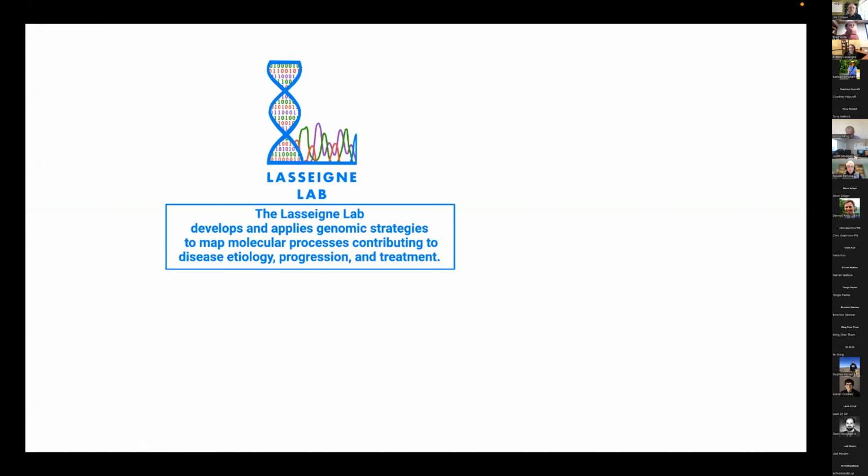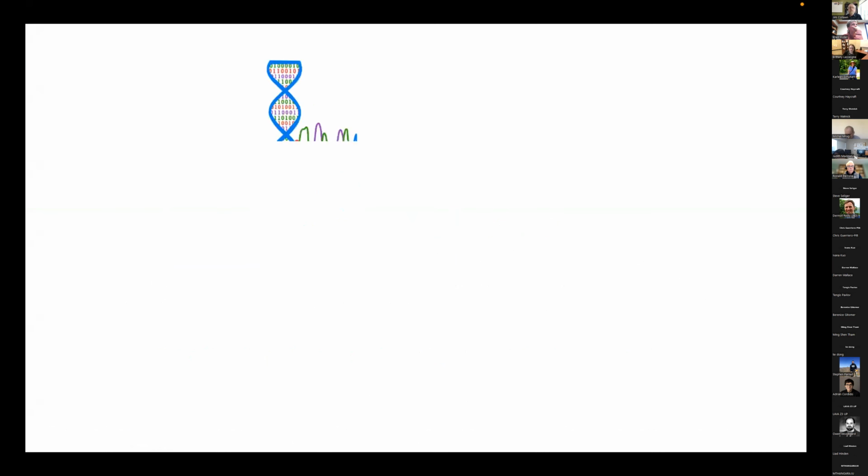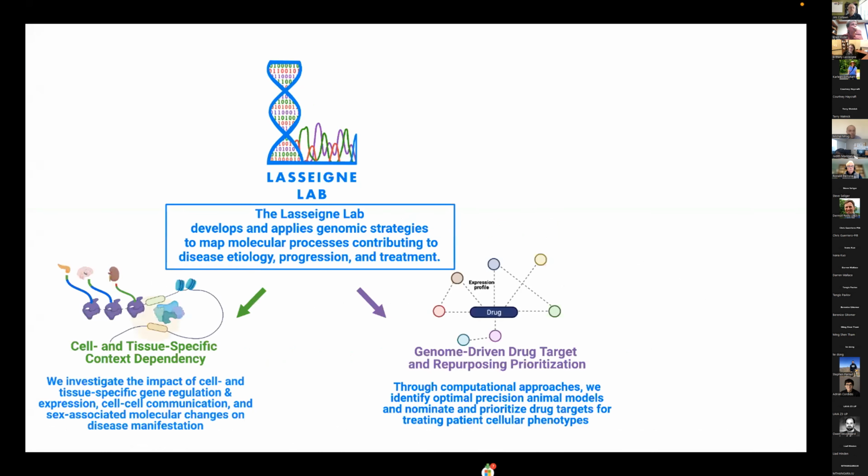A little bit of background about our lab. We're a genomics and data science lab with the goal of discovering biological signatures to improve patient care and provide insight into molecular processes contributing to disease. We have two related research programs in the lab. The first is investigating the impact of cell and tissue specific regulation and expression, cell-cell communication, and sex-associated molecular changes on disease manifestation.